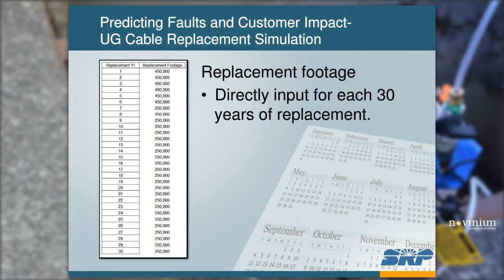Our cable replacement parameters, what you see here is, again, we're going to look out 30 years. So we have 30 years of replacement, and we can assign to each of those years how much footage we're going to replace.